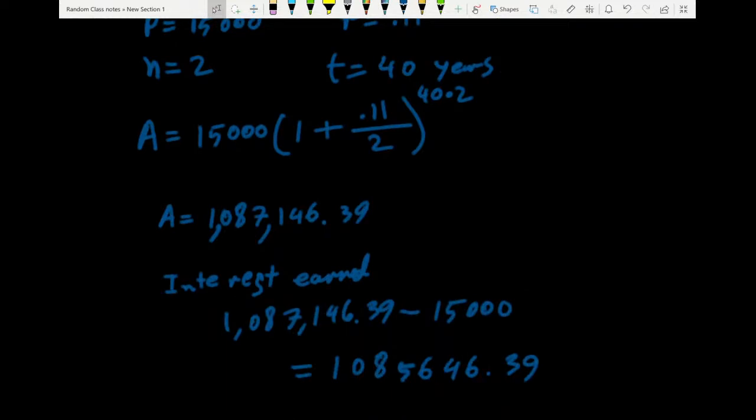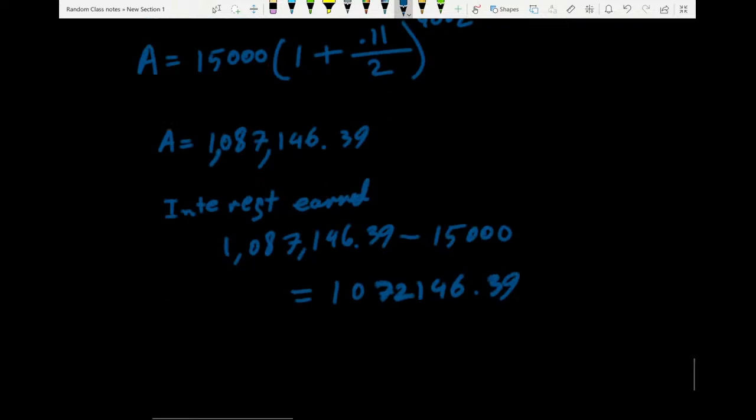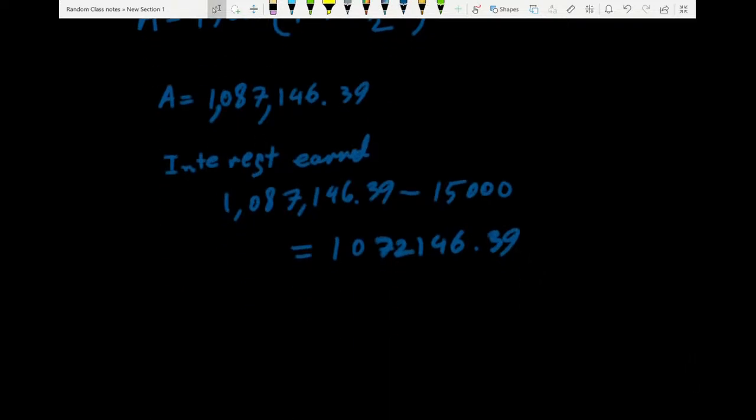Total is 1,087,146 minus 15,000. Oh, this is my typo. You're right. It's 1,072,146.39. Good catch. You want me to do the simple interest?